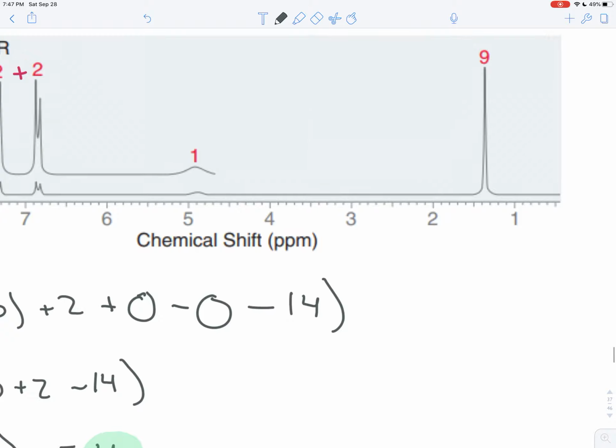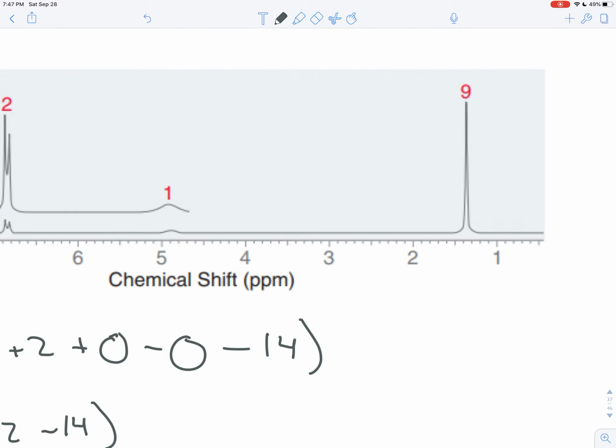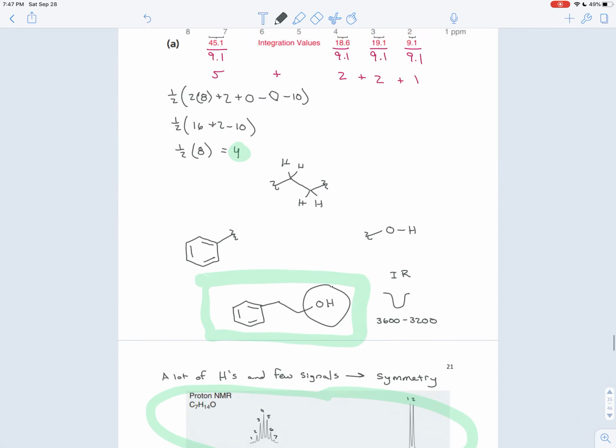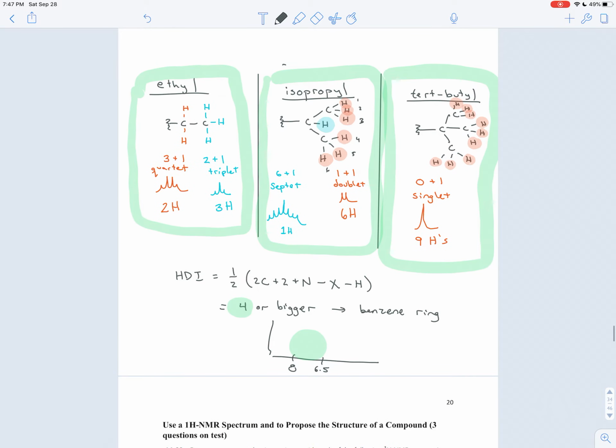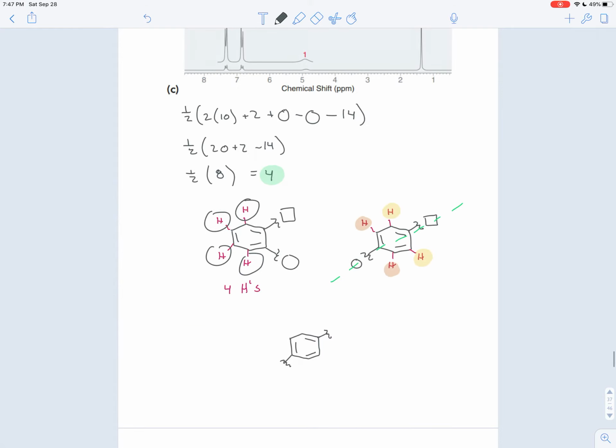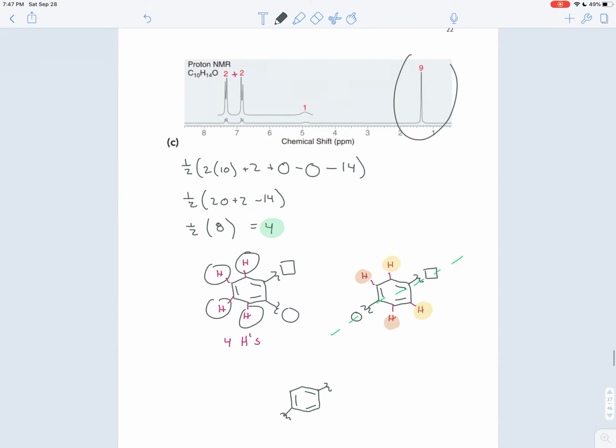Now let's look at the other peaks. We have a really tall peak. It's a singlet with 9 hydrogens. And that was another one of those patterns that you'd want to remember. A singlet with 9 hydrogens tells you that you have a tert-butyl group. So here we know that this is representing a tert-butyl group.